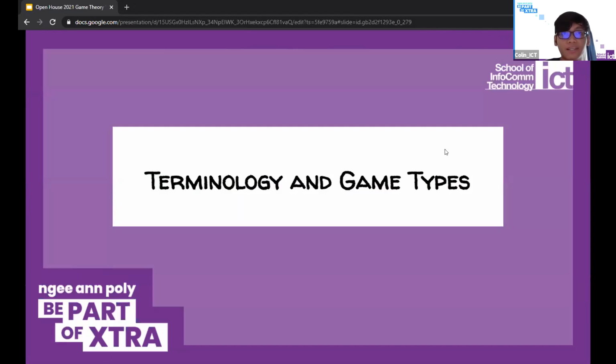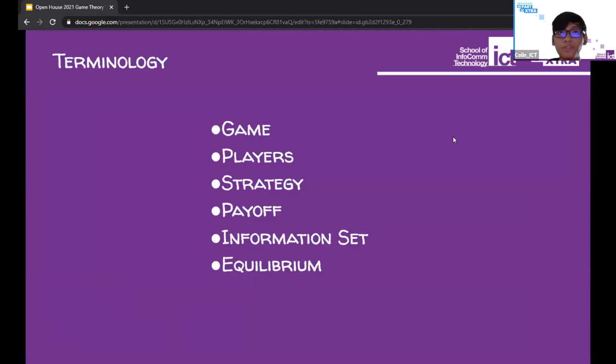Okay, so now we're going to start on the various terminology as well as the various game types. In game theory, there are 6 points we have to keep in mind. The first 3 should be familiar to everyone: first, the game itself, the various players who play the game, as well as the strategy that the players take. The last 3 may not be familiar. First, payoff: the outcome a player receives from arriving at a particular outcome, like a reward, a penalty, or something gained from his certain actions.